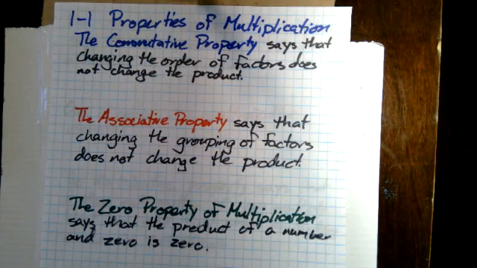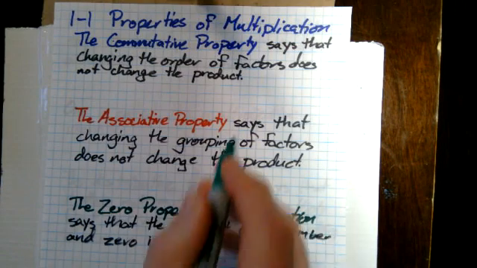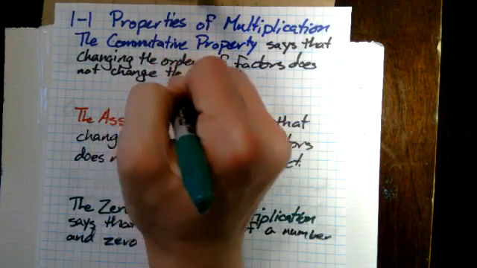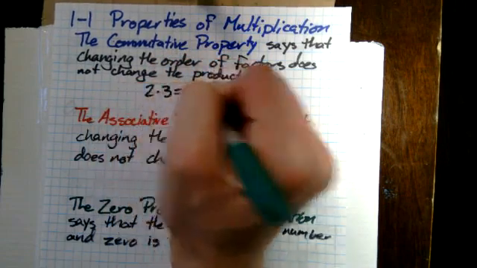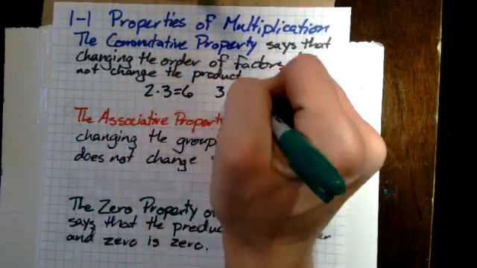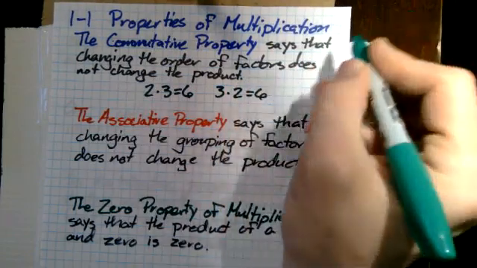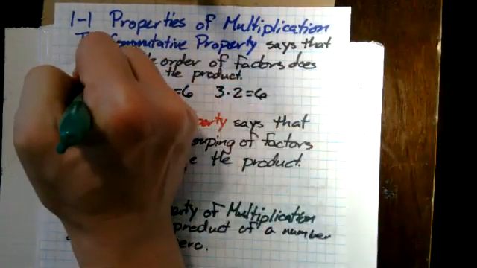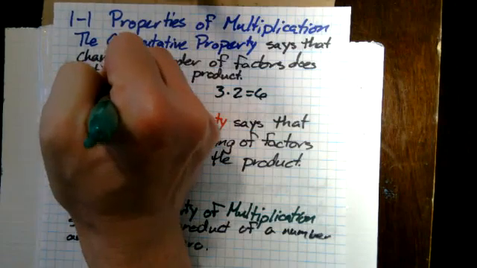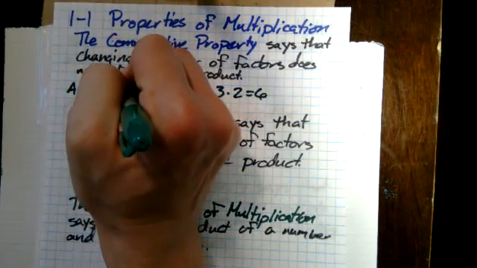In this section, we are talking about properties of multiplication. The commutative property says that changing the order of factors does not change the product. So, for example, 2 times 3 equals 6, and 3 times 2 equals 6. Algebraically, A times B equals B times A equals AB.